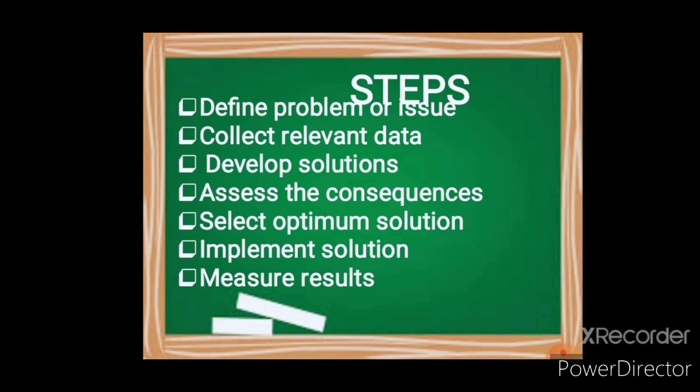Okay, next would be, select the optimum solution. So out of the hundreds of solutions that we have, we are going to select one best solution for our existing problem. Okay, next would be implement the solution. How could we implement a solution? Since we have already identified the best solution, then definitely we will put this into action in order for us to solve our problem. Okay, the last one would be measure the result.